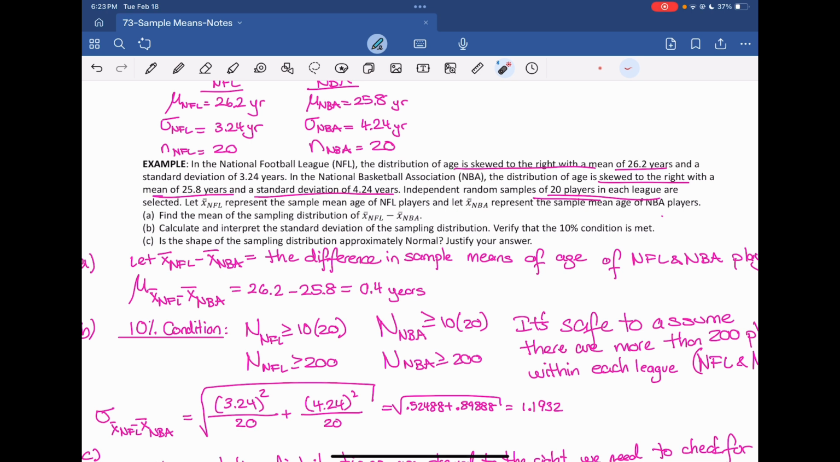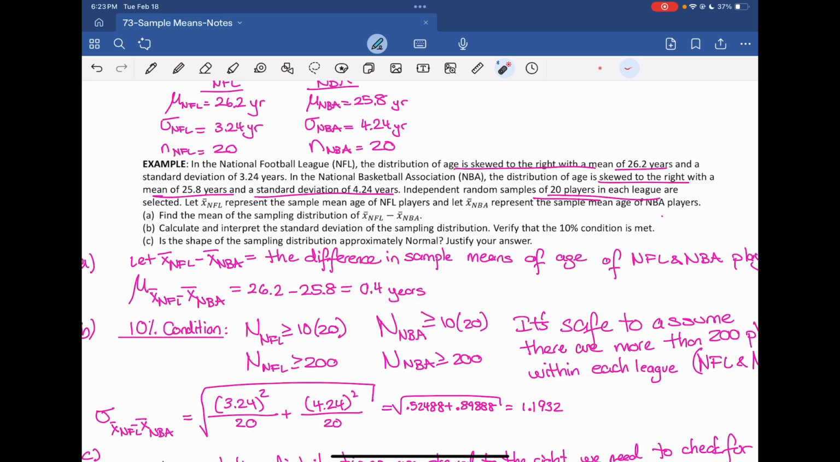And I believe they gave you: let X bar NFL represent the sample mean of age of NFL players, and let X bar NBA represent the sample mean of NBA players. Find the mean of the sampling distribution of the difference. So this is not asking for probability right now. It's just asking for the mean. So the mean is just subtracting the means, which is 0.04 years.